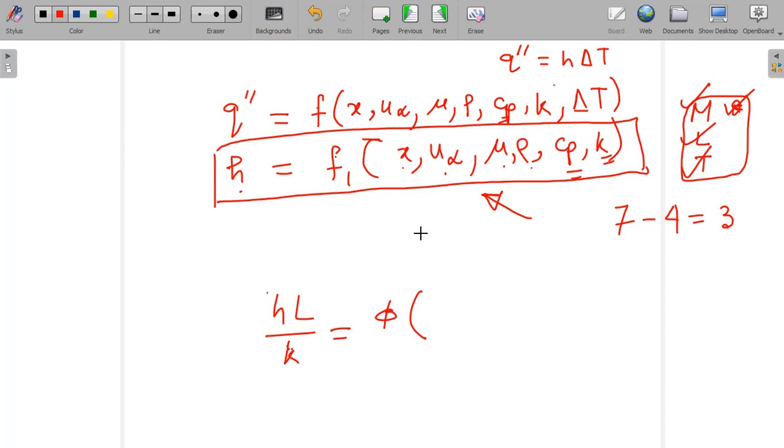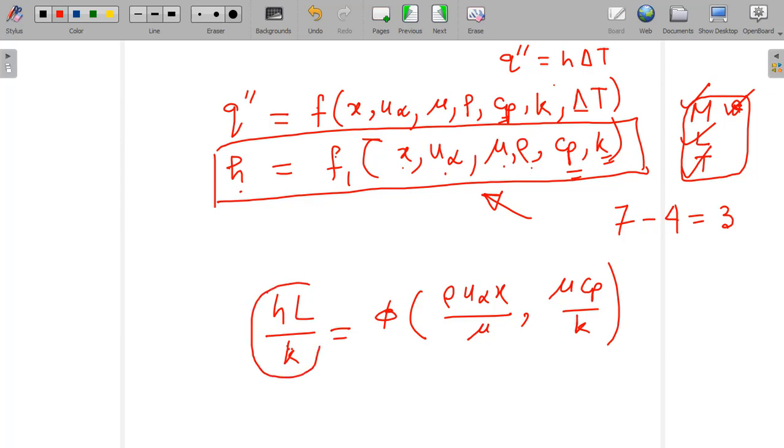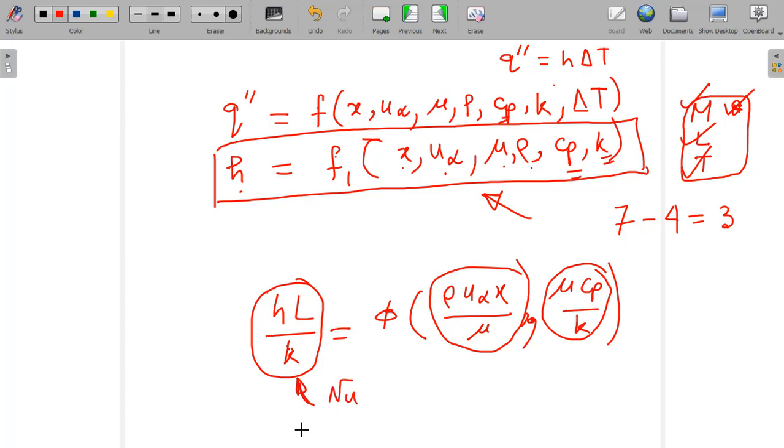So okay, then here you will find that another one is rho u infinity x by mu, and another one is mu Cp by K. So you are going to get these 3 non-dimensional groups if you do the dimensional analysis, and this is the group that is called the Nusselt number.